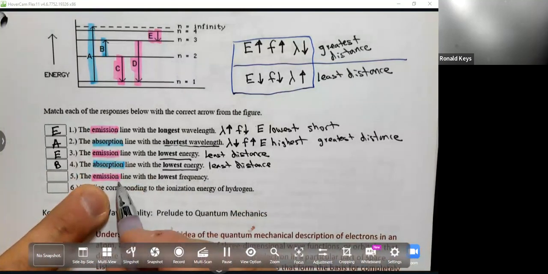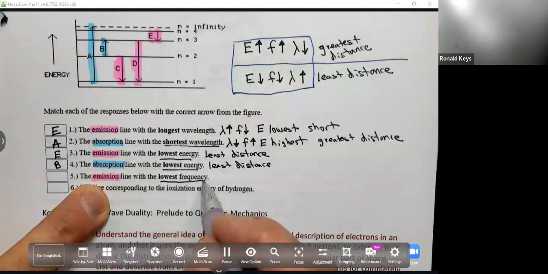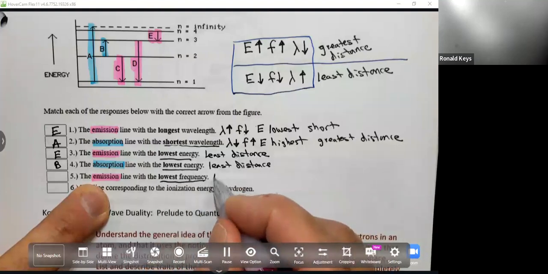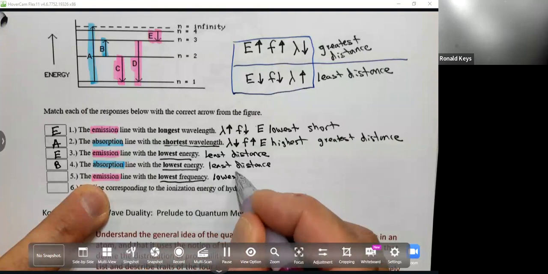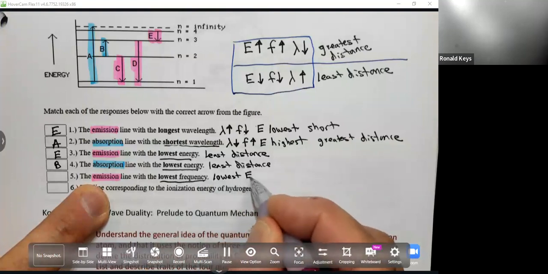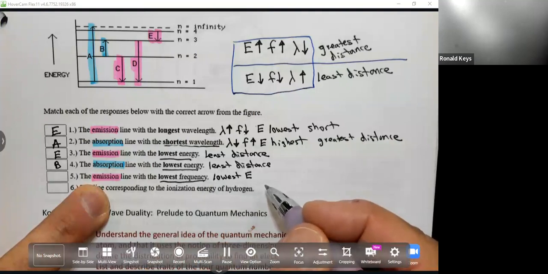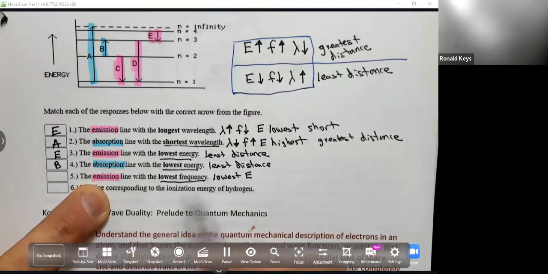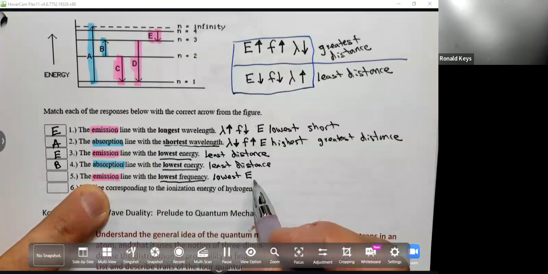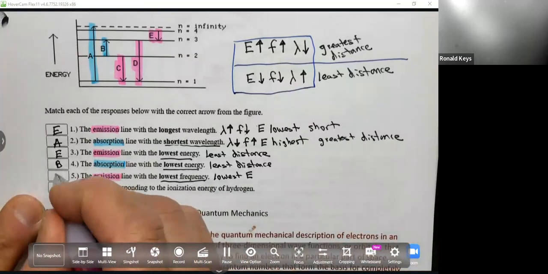The emission line with the lowest frequency would also be lowest energy, right? That would also be lowest energy, emission line coming down. Lowest energy would be the shortest distance again. So we get another E, 3 of them are E.